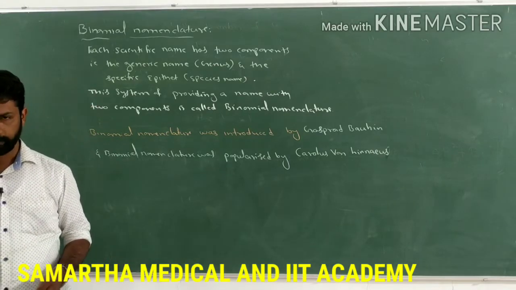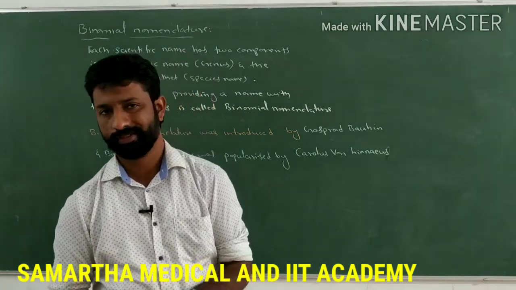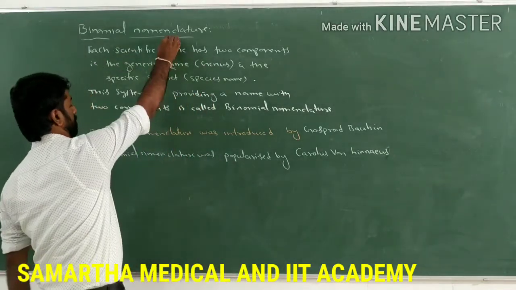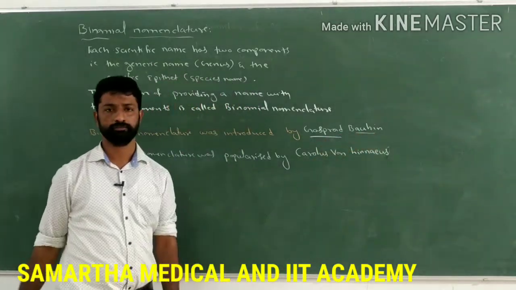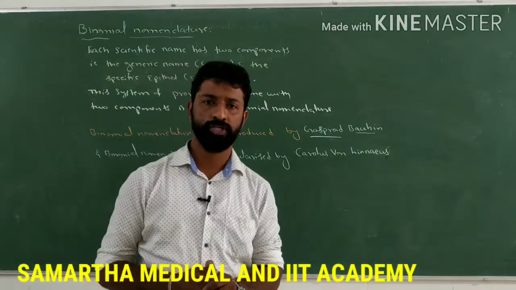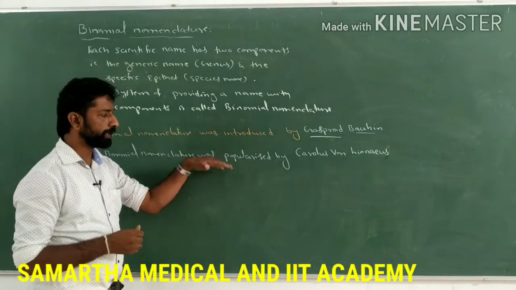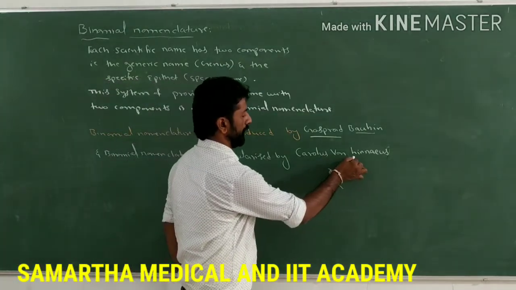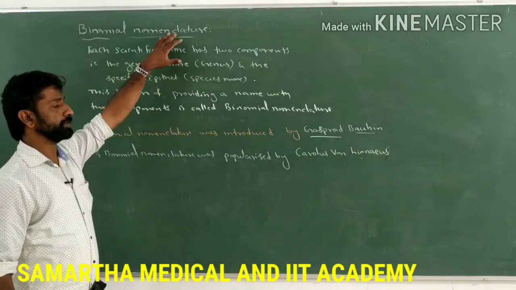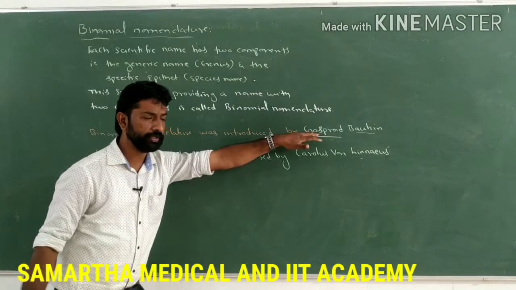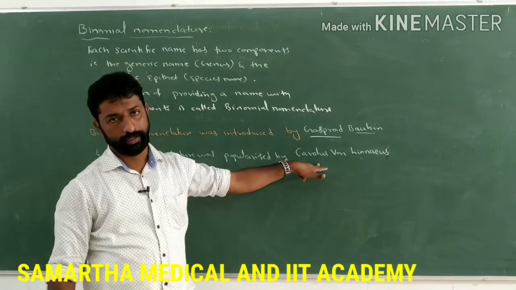Who introduced the binomial nomenclature? Usually in books you will find that Carolus Linnaeus is the name. But this binomial nomenclature was introduced by Gaspard Bauhin. So remember, binomial nomenclature was introduced by Gaspard Bauhin and it was popularized by Carolus Linnaeus. So don't get confused here. It was introduced by Gaspard Bauhin but practiced and popularized by Carolus Linnaeus.